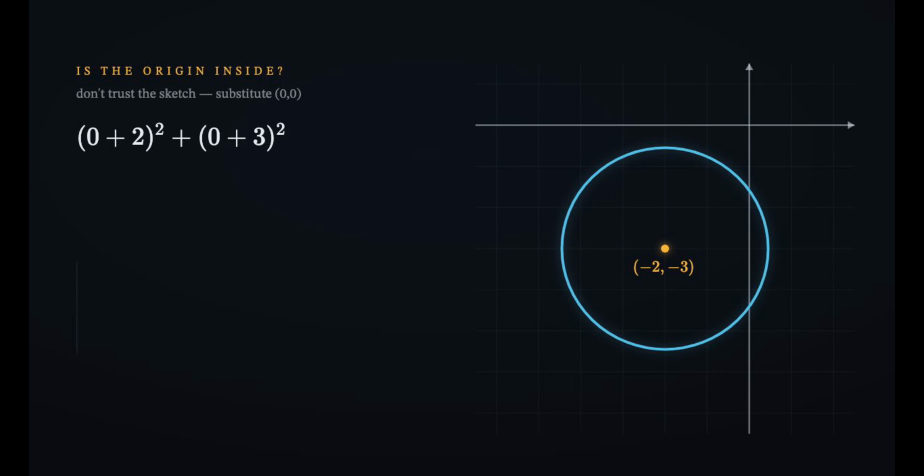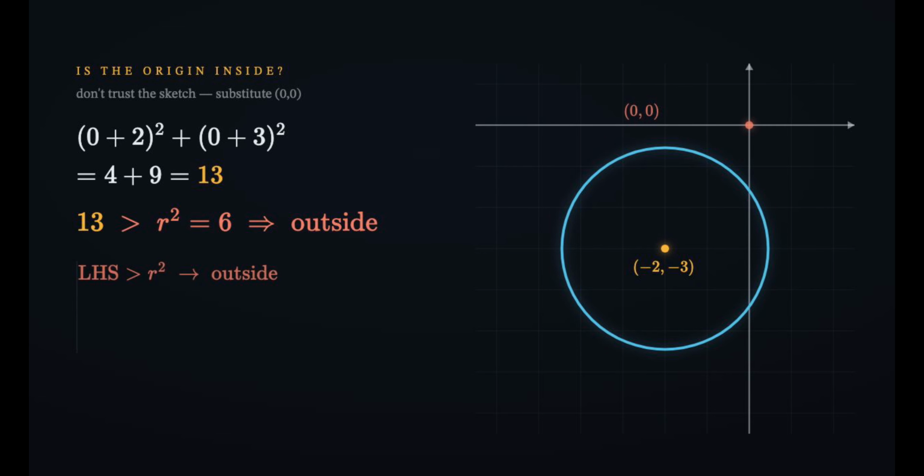But I'm not sure if the origin goes inside the circle or not, because my drawing might not be entirely to scale, which is fine, but if I get it wrong, I can lose marks. So I will substitute the point (0, 0) into my equation and see what I get. (0 plus 2) squared plus (0 plus 3) squared equals 4 plus 9, which is equal to 13.